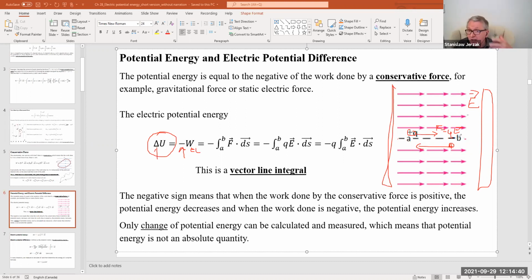Due to that positive work, kinetic energy will increase, but potential energy will decrease, because you see the electric force moving the charge plus Q from A to B will do positive work, but potential energy will decrease. So that's the reason why I have to put the negative sign in front. This negative sign guarantees that the change of potential energy, delta U, will be correct, either positive or negative, but with the correct sign. So if the electric force does positive work, because of this negative sign, potential energy will decrease, right? So that's the meaning of the negative sign.